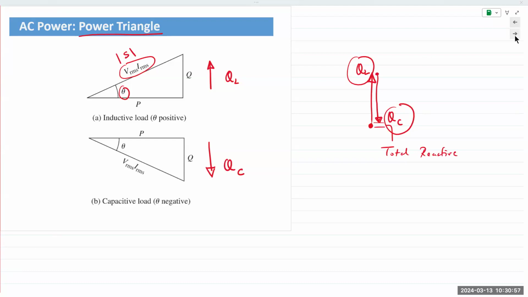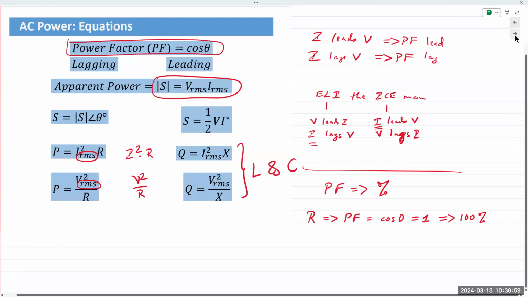Let's see. Okay, any questions about this slide? Power factor, leading, lagging.